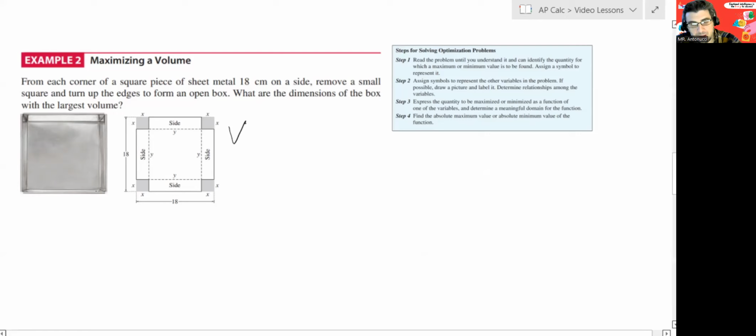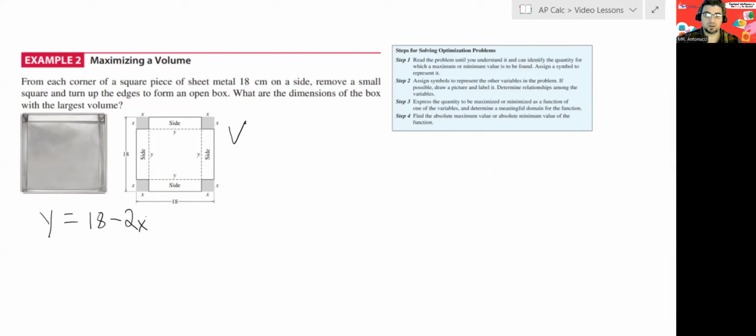Now, Y is going to be equal to 18, which is the entire length of one side, minus twice X, because if you look at just one side, you cut X out of one side and X out of the other side. So the entire length of the cut side is going to be 18 minus 2X.